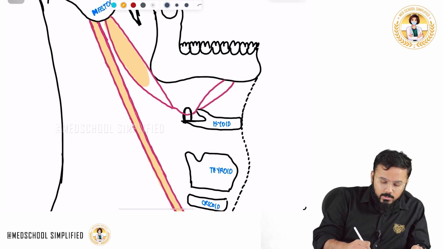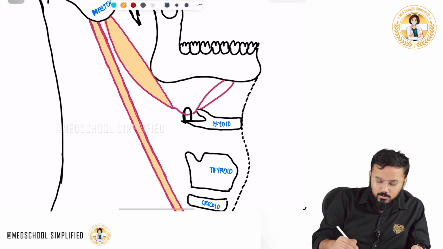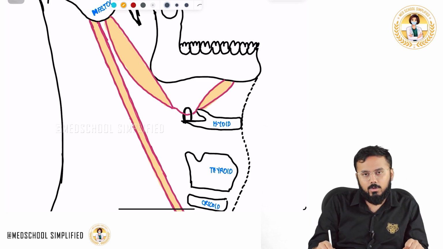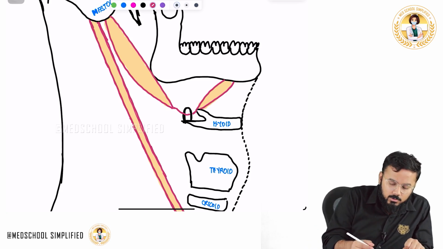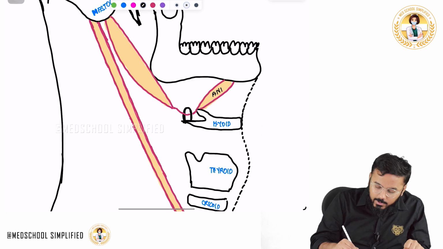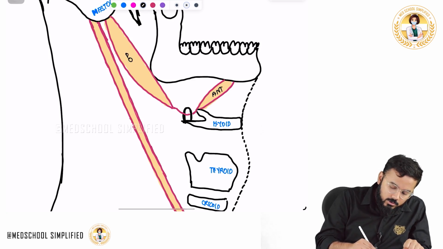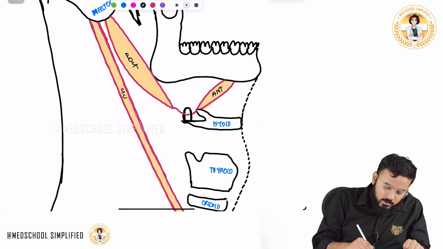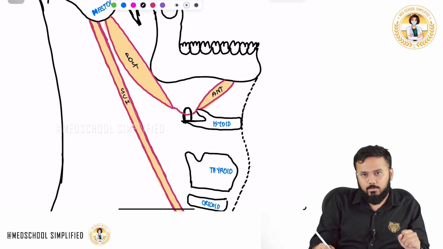So this muscle over here is called your digastric muscle. One is called the anterior belly of the digastric muscle and the other is called the posterior belly of your digastric muscle. This is the anterior belly of digastric and this is your posterior belly of digastric. And this muscle over here is called your sternocleidomastoid muscle.